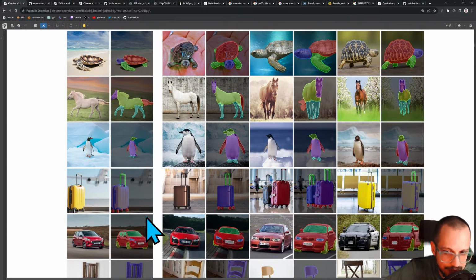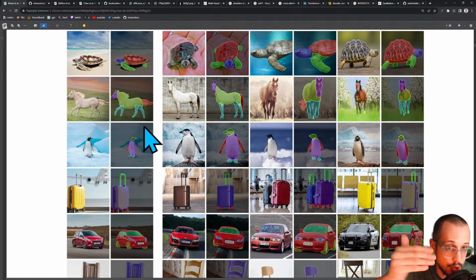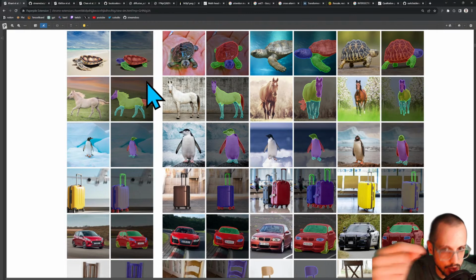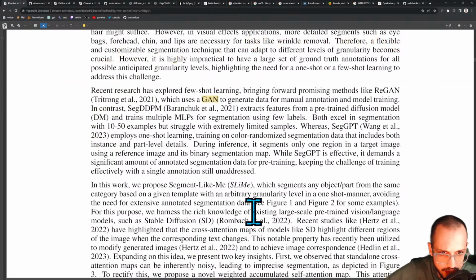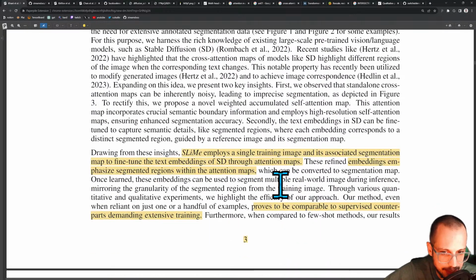gave it. So all you're giving to this SLiME model is a picture and then the segmentation that you want. So you're giving it one segmentation map, which is a series of binary masks, if you want to think of it that way. And SLiME is going to figure out, over the course of some optimization that it does, this is legs, this is head, this is tail, except it's not actually going all the way to saying head or tail or legs. It's creating a new token which represents that concept. So maybe the concept of horse head is slightly different than the concept of penguin head, right? So very cool application of Stable Diffusion.